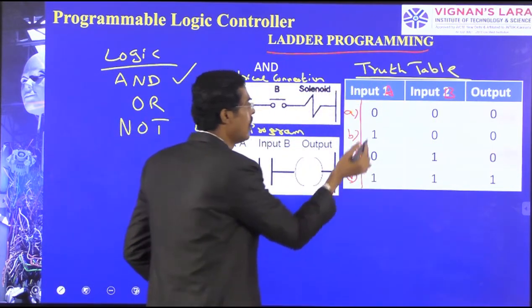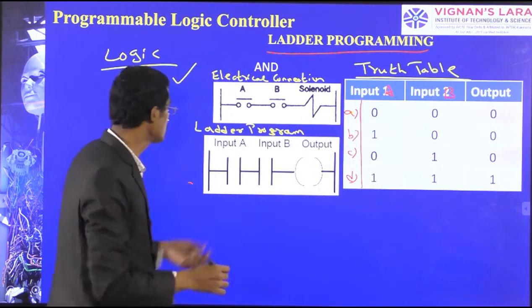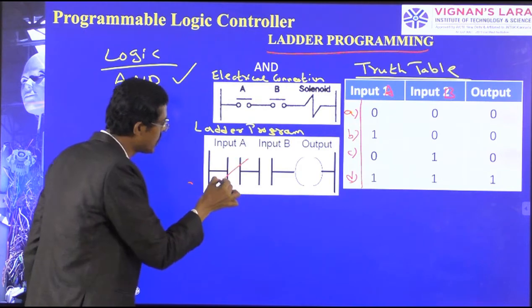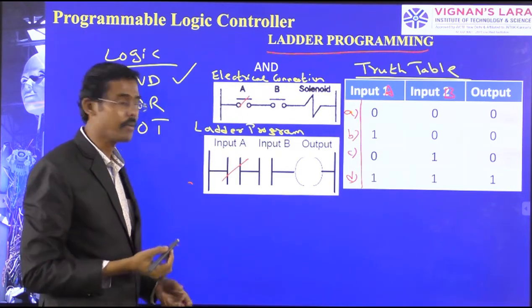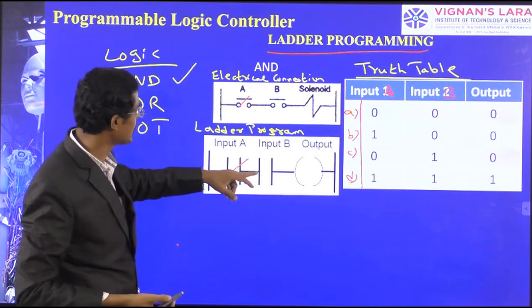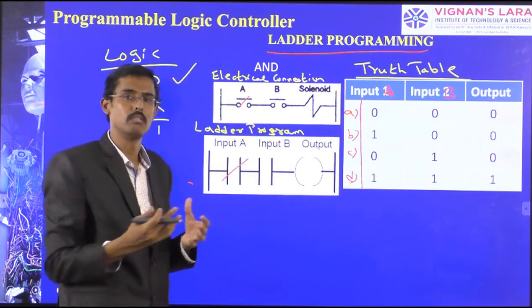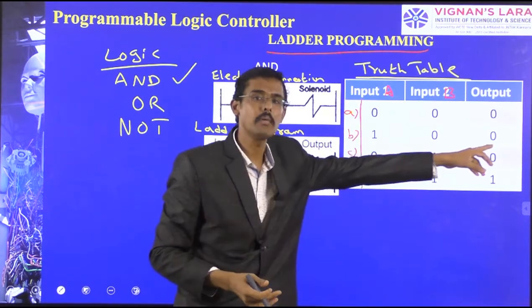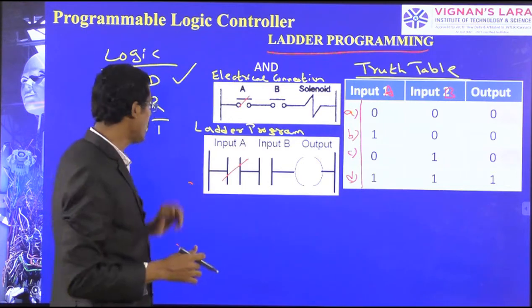Second option, option B: I have turned on only one switch. Only one switch has been connected here. What happens? From the power rail, the connection is not going through because there is a gap. This switch is not on. Therefore, again the output becomes 0. B is not operated. Now, I am leaving this.